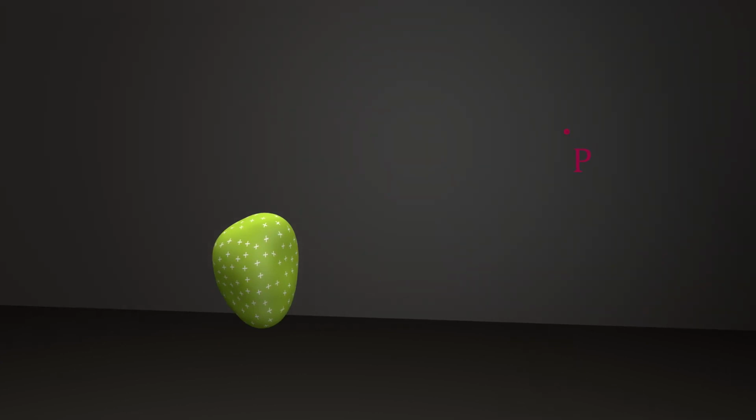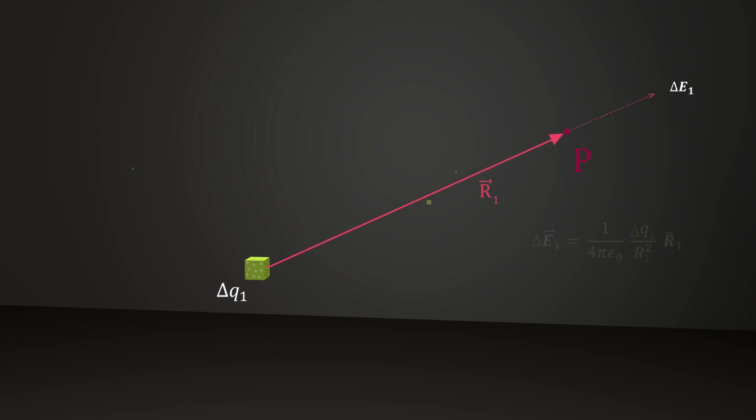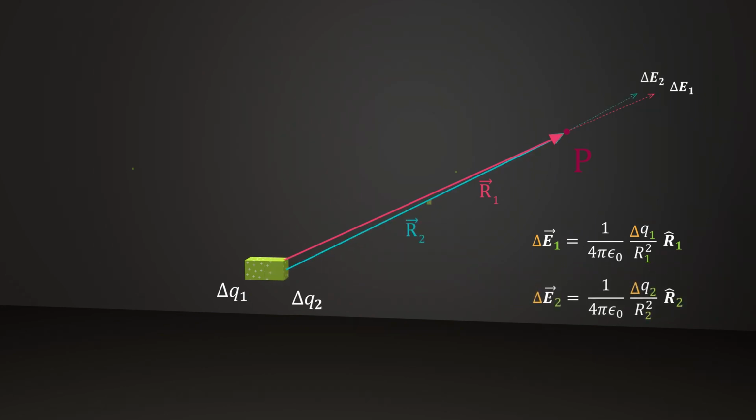Okay, the idea is first I will break my blob up into lots of little cells. In each of these cells, there's a little bit of charge. Now we can treat each cell as a point charge and apply Coulomb's law to calculate the electric field at point P created by each individual cell. Let's pick this cell and say it contains charge del Q1. According to Coulomb's law, the field at P created by this cell, del E1, is equal to 1 over 4 pi epsilon naught times del Q1 by r1 squared times r1 hat. Similarly, for other cells, we get del E2, del E3, and so on.